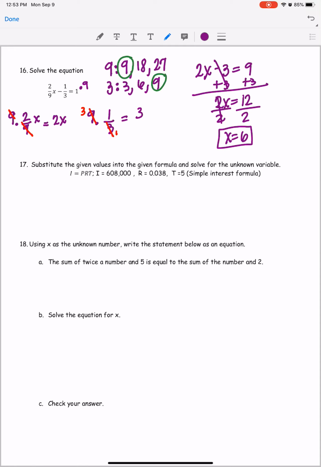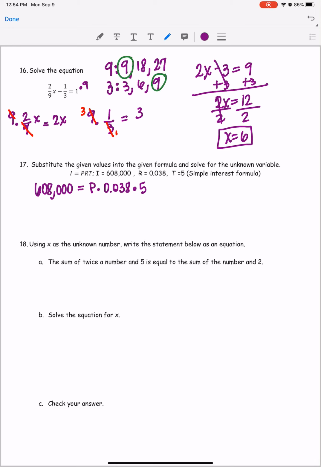17, substitute the given value into the given formula and solve for the unknown variable. So we have this I equals PRT. What is happening between this P, this R, and this T? Those are all being multiplied. So when we plug this in, we've got 608,000 equals my P, I don't know. So P times my R, here's my R, times my T, which my T is 5.